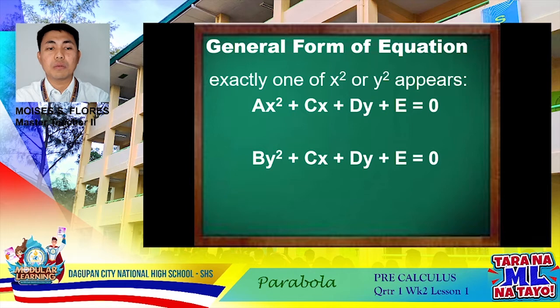If you notice on our first general form, x is on the second degree, so it's either upward or downward. And then of course in the second equation, y is on the second degree, so it either opens to the right or opens to the left.